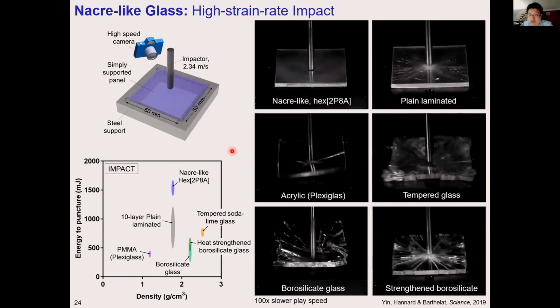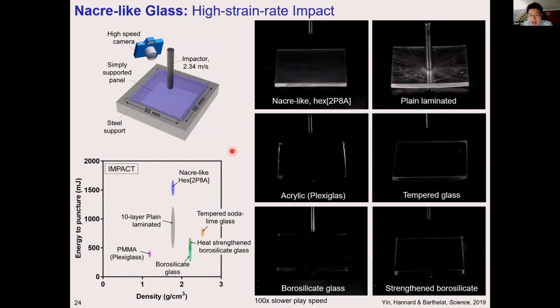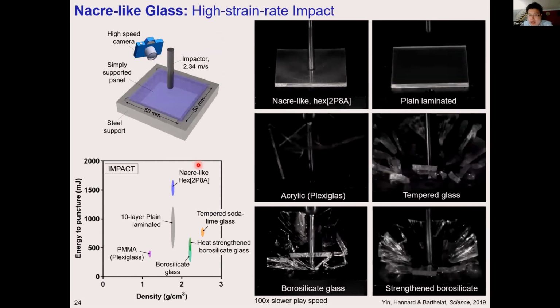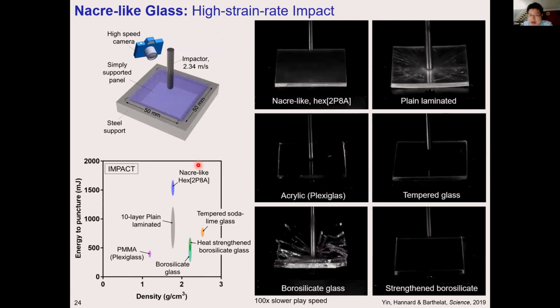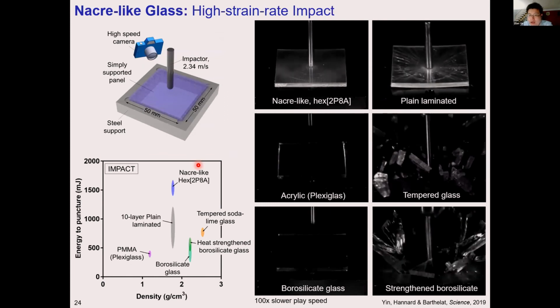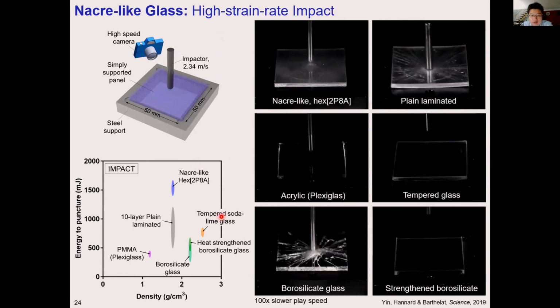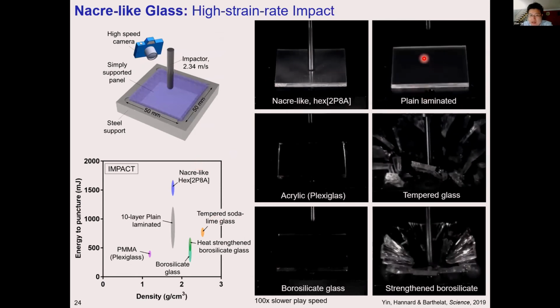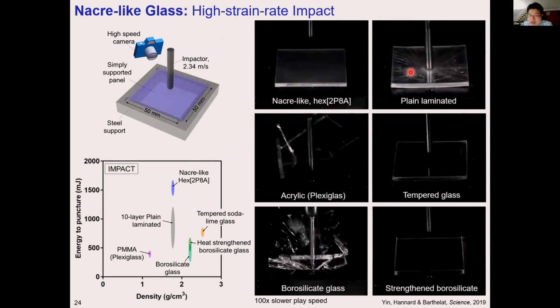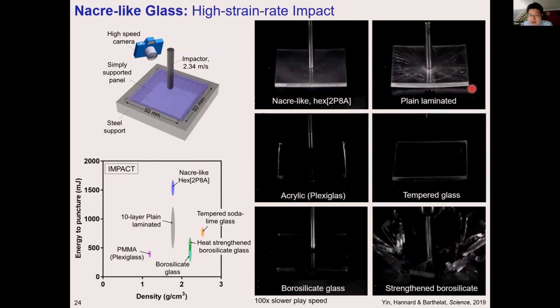Then we further move to the high strain rate impact test, comparing to a variety of commercialized products. Compared to plain laminate glass, it is still brittle, but the glass fragments, as you can see here, are held together.